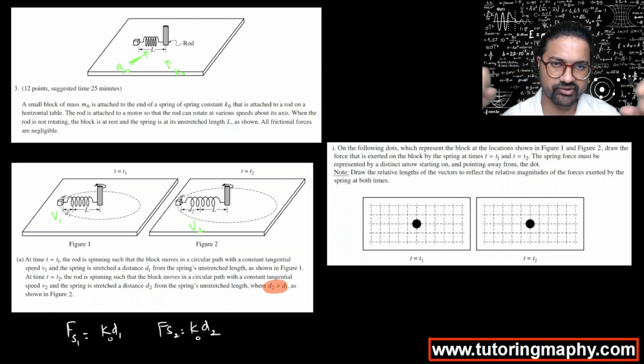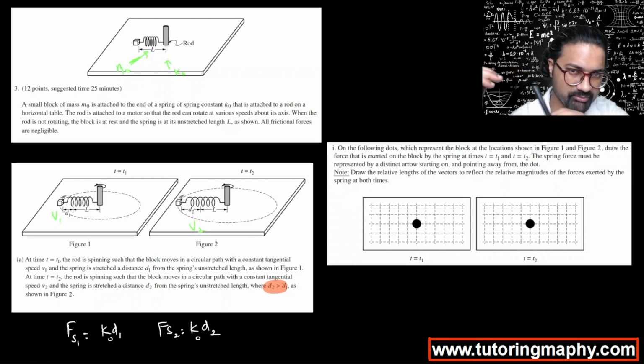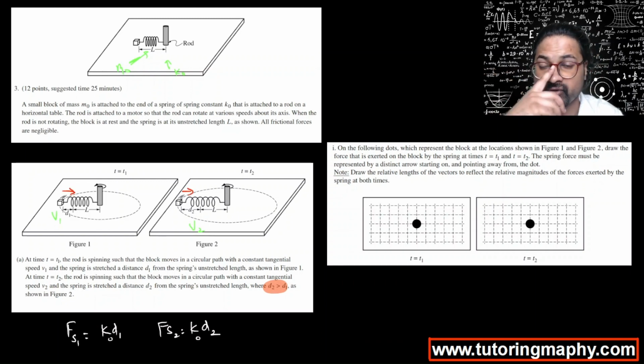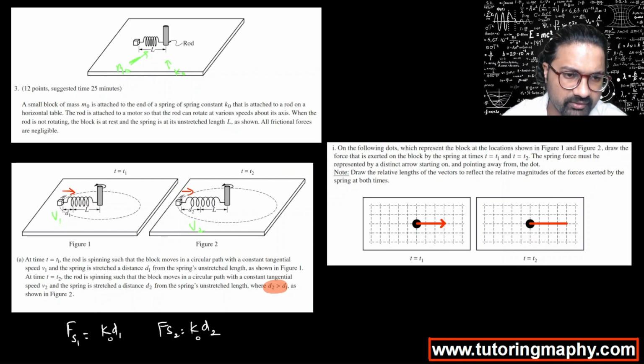Whenever the spring is stretched, the spring has a pulling tendency, so the force in both cases will be over here, on the right side. So I'm going to draw, starting right from the center, let's call it 1, 2, 3 units on the right side in case 1, and then for the right one I'm going to make 1, 2, 3, 4, maybe 4 units on the right side.